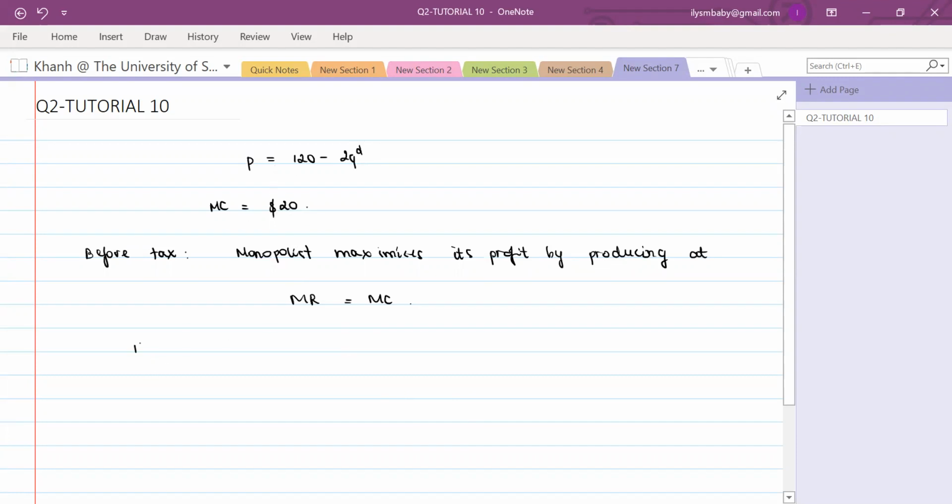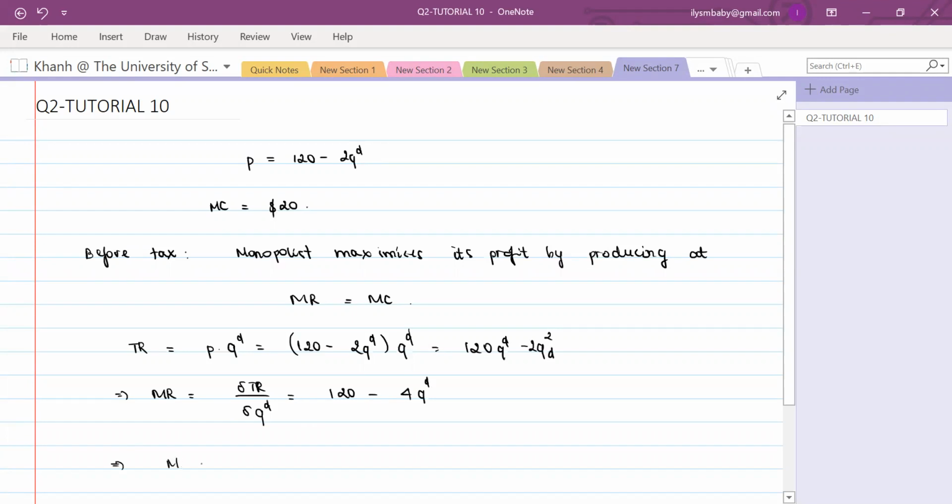In order to find marginal revenue, we want to find total revenue for the firm first, which is equal to the price times the quantity QD. So it's 120 minus 2QD times QD, and that is 120QD minus 2QD squared. From here, marginal revenue is just the differential of the total revenue with respect to QD, and so it's 120 minus 4QD.